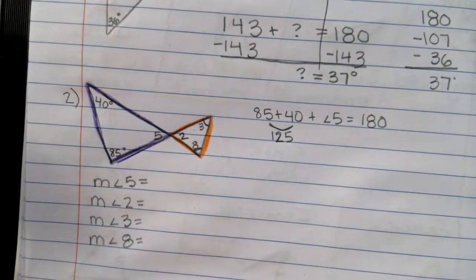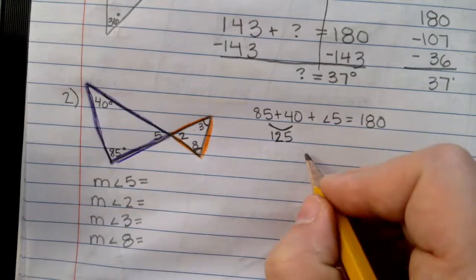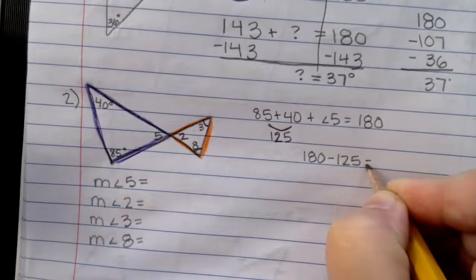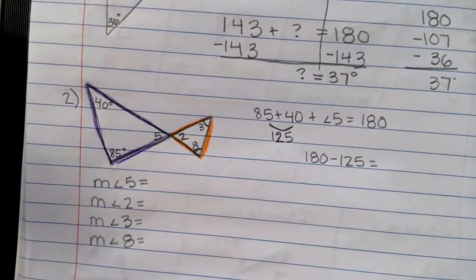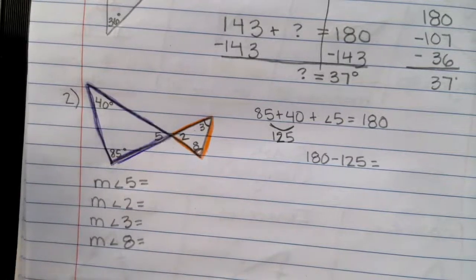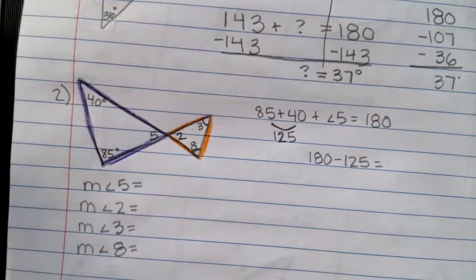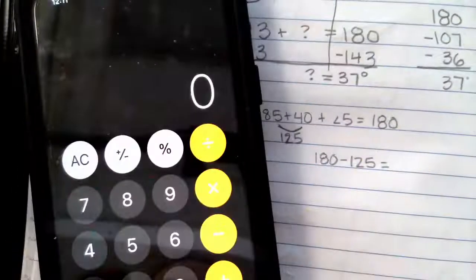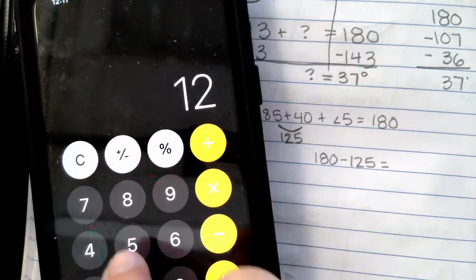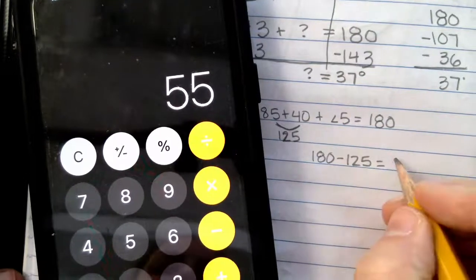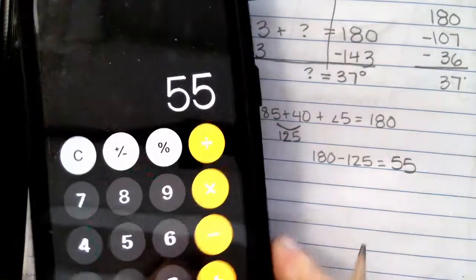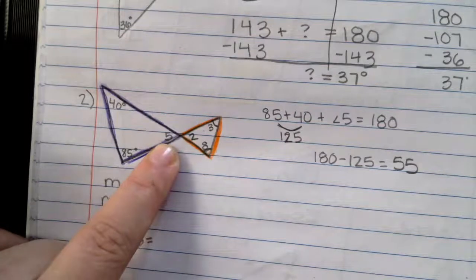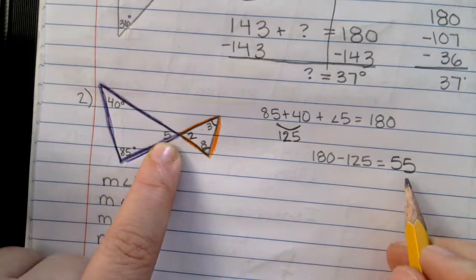Sometimes our work just gets a little all over the place, and that's okay. I'd probably use my calculator at this point. 180 minus 125, 55. So that tells us our missing angle there, that angle number 5, is 55 degrees. Because 40, 85, and 55 would make 180. So this was part of the purple problem, purple triangle.